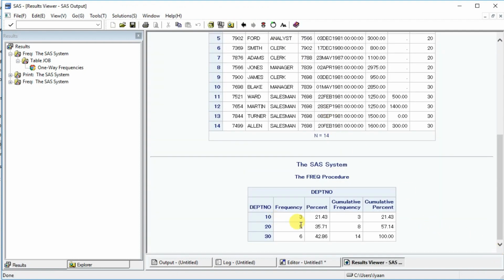Now see this. We have 3 people under department number 10, 5 people under 20, and 6 people under department number 30. After reading this output, we can easily say that almost 40%, even more than 40%, of the crowd lies under department number 30. So this is the crowded department, right? We have very few people under department number 10.